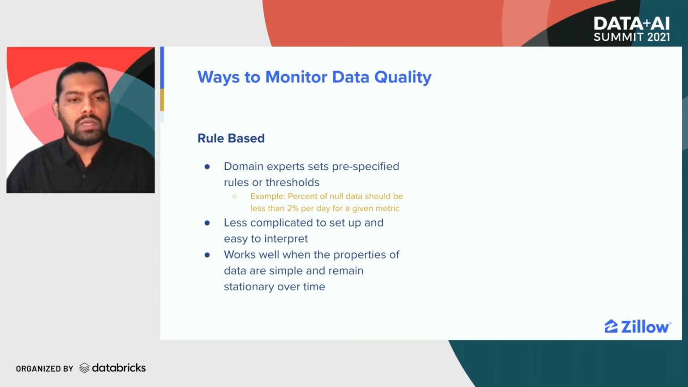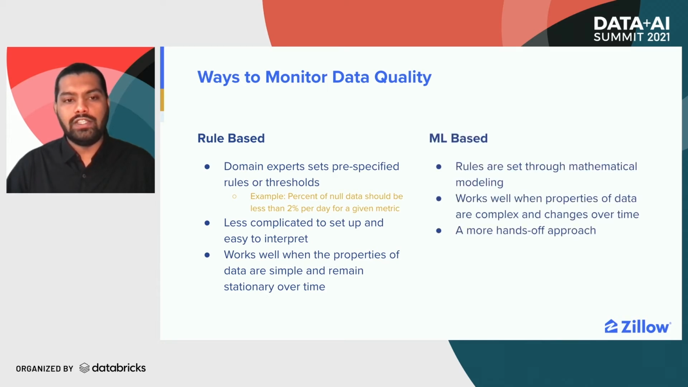But what happens when you cannot apply rule-based checks to some of your metrics? That's where the second part comes in, which is machine learning-based data quality checks. These checks are rules that are set through mathematical modeling. For example, models that understand the historical data and figure out predictions, or do anomaly detection on a future value. They work really well when the properties of the data are complex or change over time, as in the example I showed before. And they are a more hands-off approach because you don't need much domain expertise. They just learn based on the historical trends or any other external parameters that you supply to them.